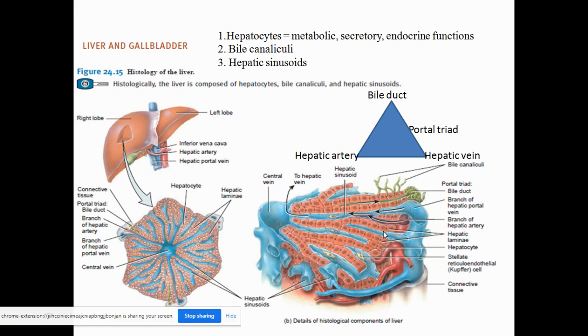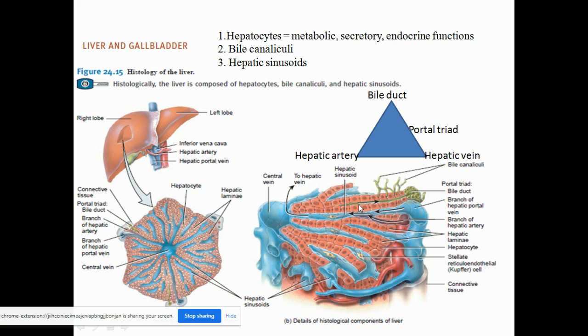Now what is the structure of the hepatocyte? The liver is composed of hepatocytes, bile canaliculi, and hepatic sinusoids. What are hepatocytes? Hepatocytes are the single layered cells on both sides. They are epithelial cells, a well defined three-dimensional structure, and around 80% of the liver is made up of hepatocytes. In between the hepatocytes, you have the blue-colored sinusoids, which carry the blood into the hepatic vein and the central vein.